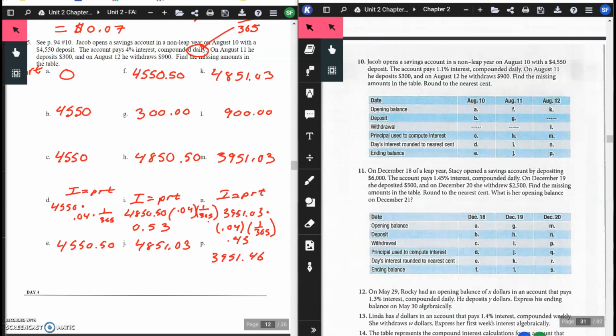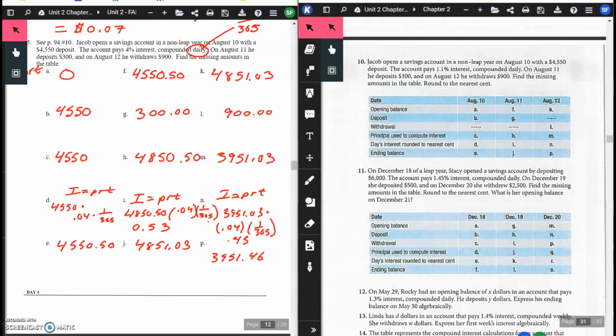Okay, so opening balance on August 10th is $0. The deposit was $4,500. So for part B, $4,500. All right. Letter C, principal used to compute interest, $4,550. D, days interest rounded to the nearest cent. So interest equals principal rate time. 4550 times 0.04 for 4% times 1 over 365 because it's compounded daily. Multiply those three out, you will get 4550.50 for your ending balance.